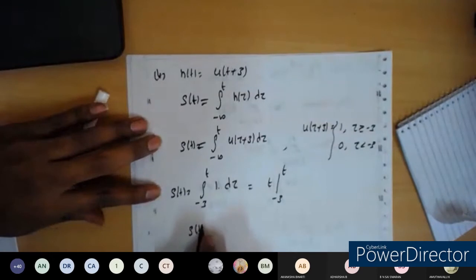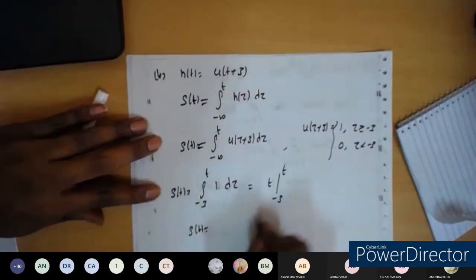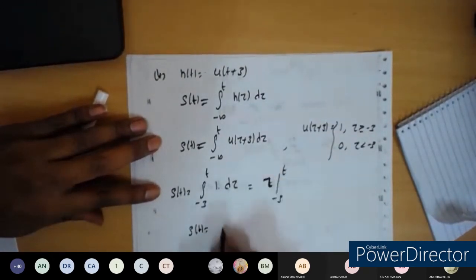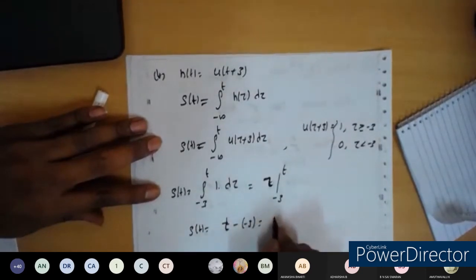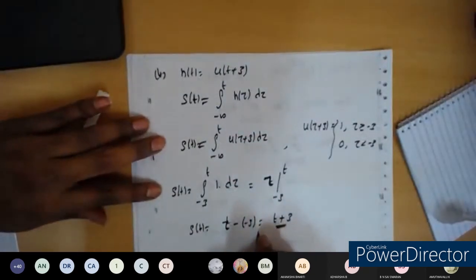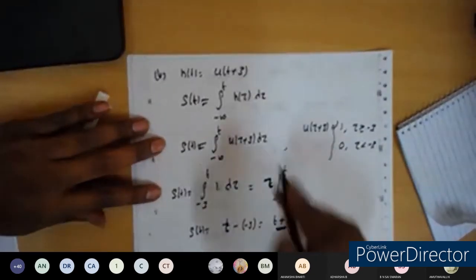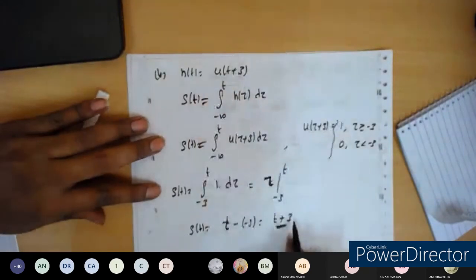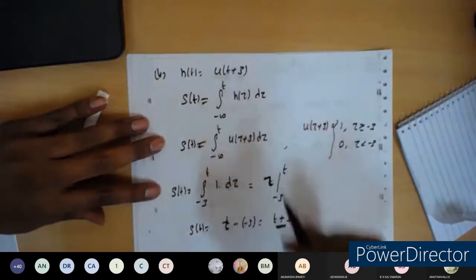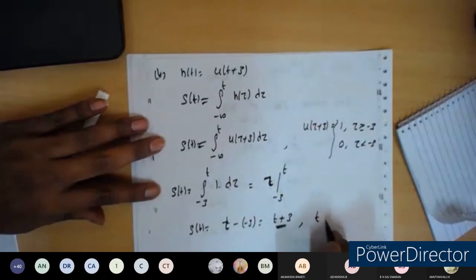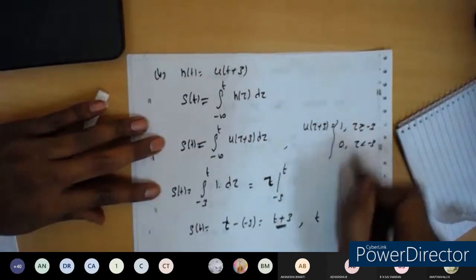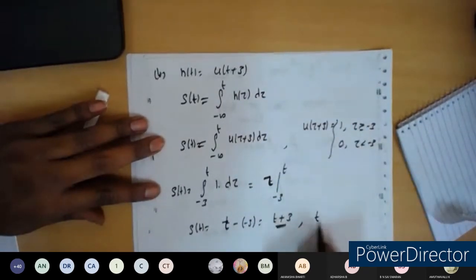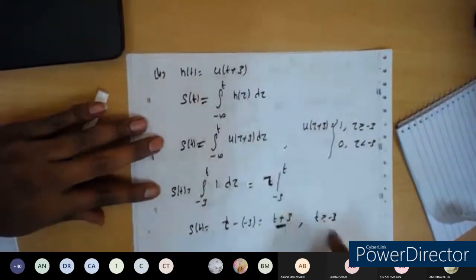So let us substitute here. S of t is equal to t minus of minus 3, so t plus 3 will come here. Whatever the condition is, the same condition we are going to retain here, that is for t greater than or equal to minus 3, because this is having the value 1.